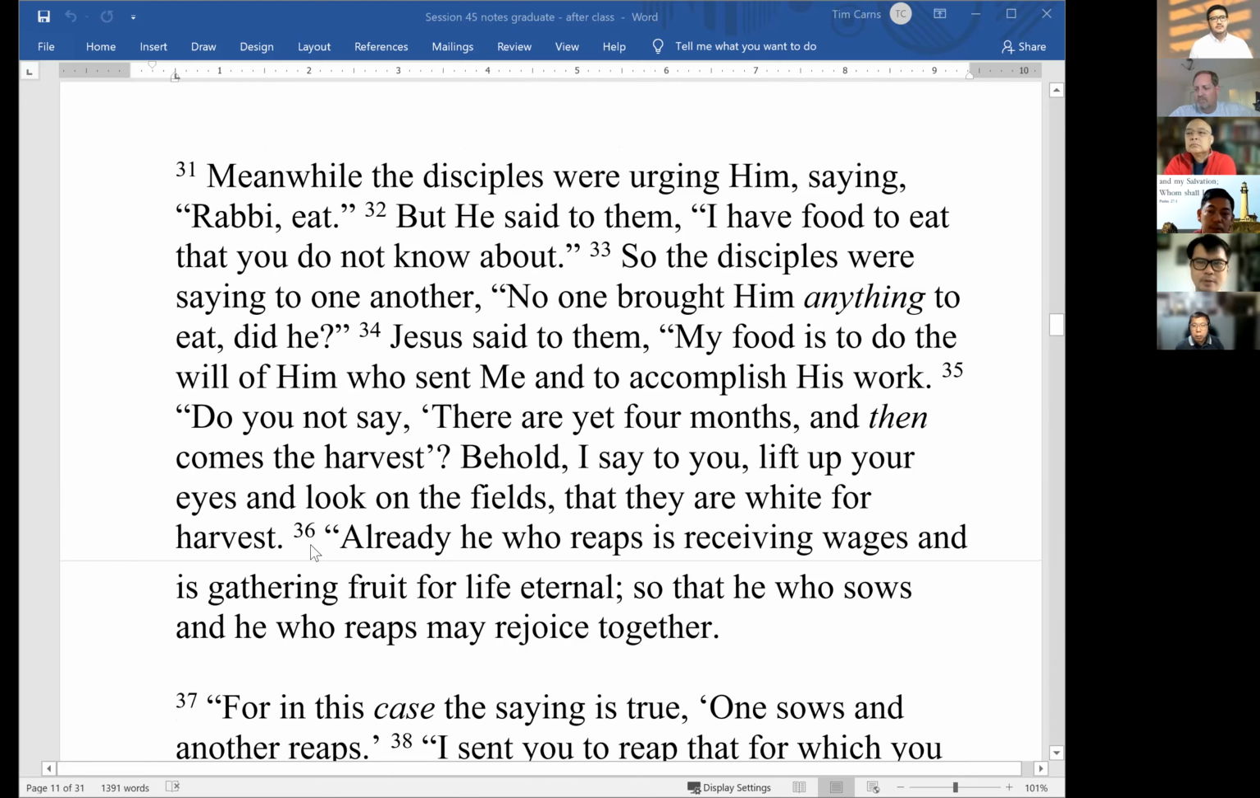Meanwhile, the disciples were urging him, saying, "Rabbi, eat." But he said to them, "I have food to eat that you do not know about." So the disciples were saying to one another, "No one brought him anything to eat, did he?" Jesus said to them, "My food is to do the will of him who sent me, and to accomplish his work. Do you not say there are yet 4 months, and then comes the harvest? Behold, I say to you, lift up your eyes and look on the fields, that they are white for harvest. Already he who reaps is receiving wages, and is gathering fruit for eternal life, so that he who sows and he who reaps may rejoice together.